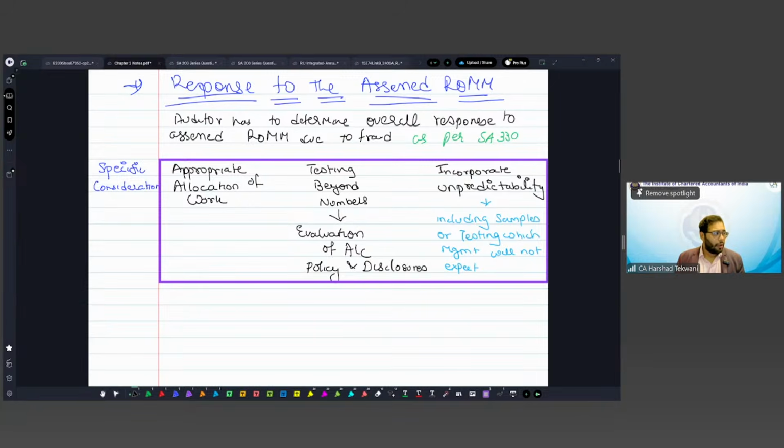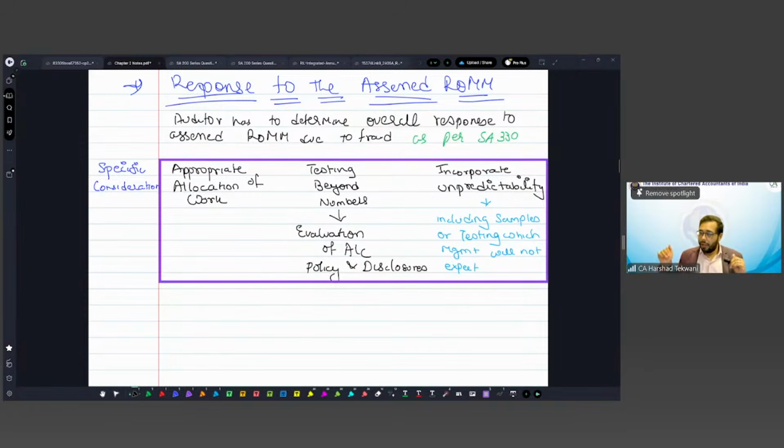So assertions are at the account balance level, at the transaction level, and at the presentation and disclosure level. At the transaction level: occurrence, completeness, accuracy, cutoff, classification. At the account balance level: existence, rights and obligations, completeness, valuation. At the presentation and disclosure level: occurrence, rights and obligations, completeness, classification, accuracy. We will discuss these assertions again when we go to SA 315.